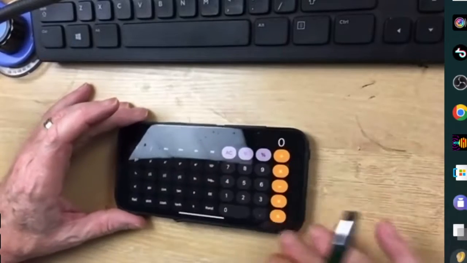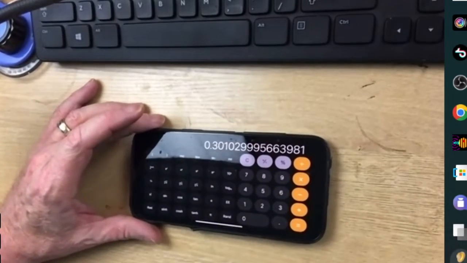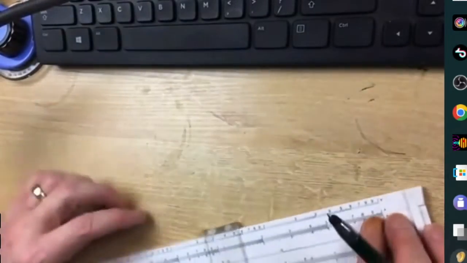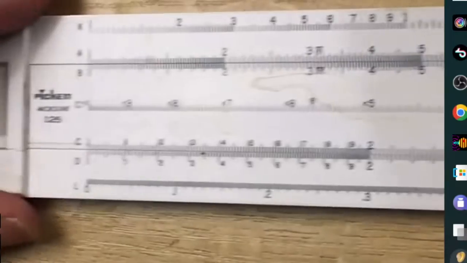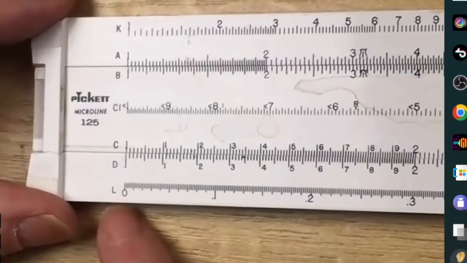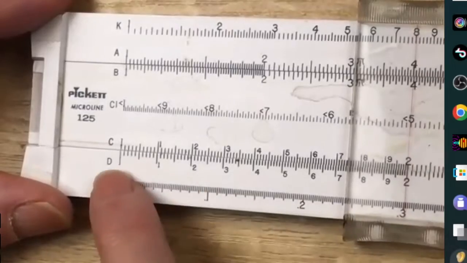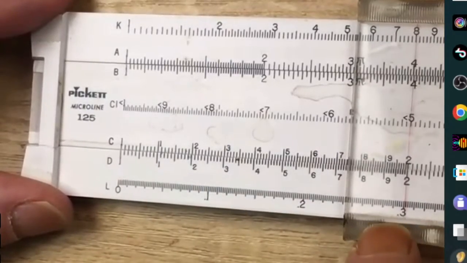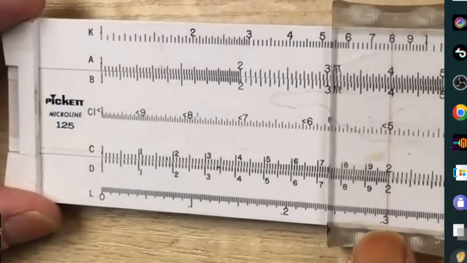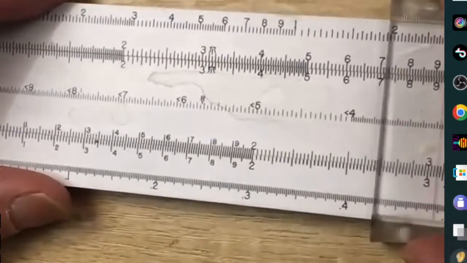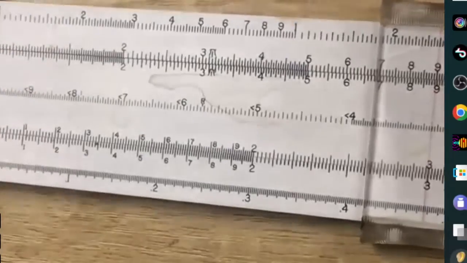Let's go ahead and pull up the log of 2. And as you see, it's 0.3010, okay? Now, if we look at the slide rule down here at the bottom, we see a scale that says L. If we take this out on the D scale to 2 and look down at L, what do we have? Just over 0.3.